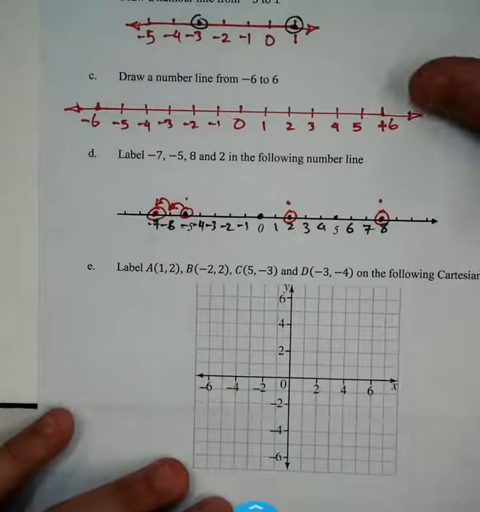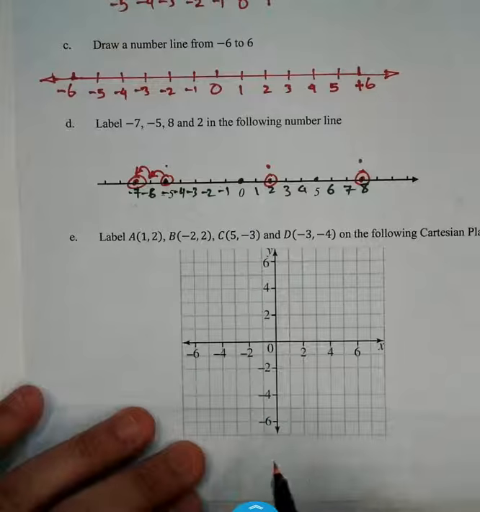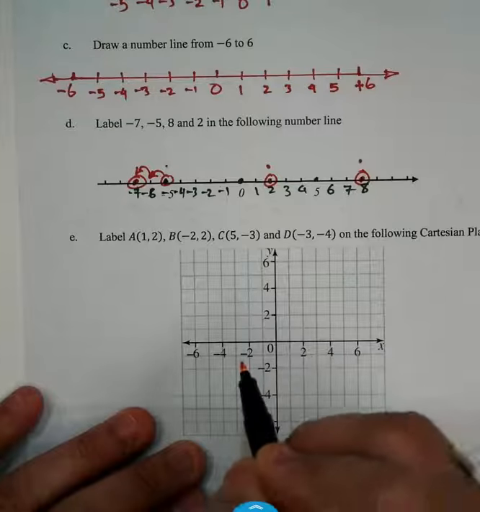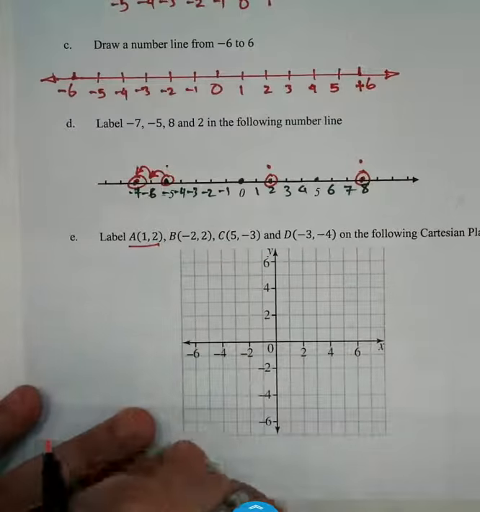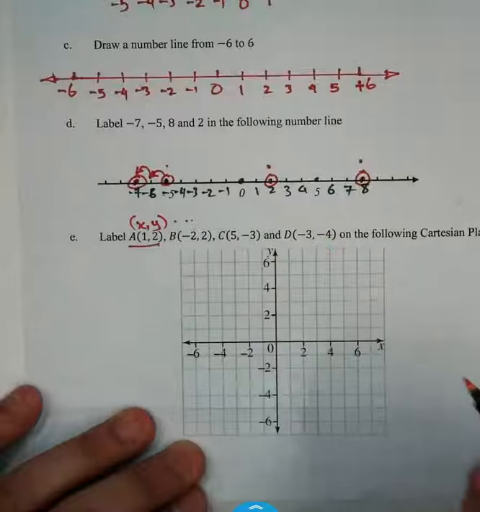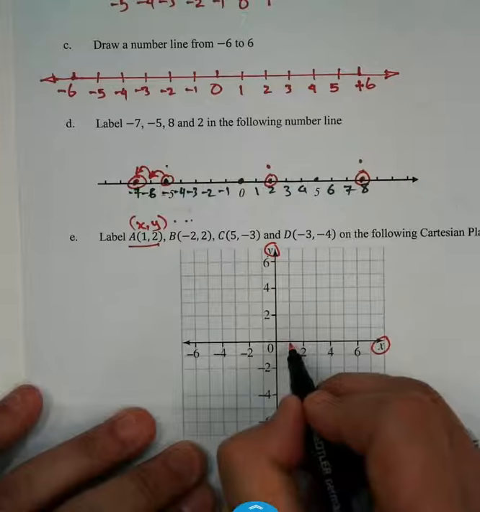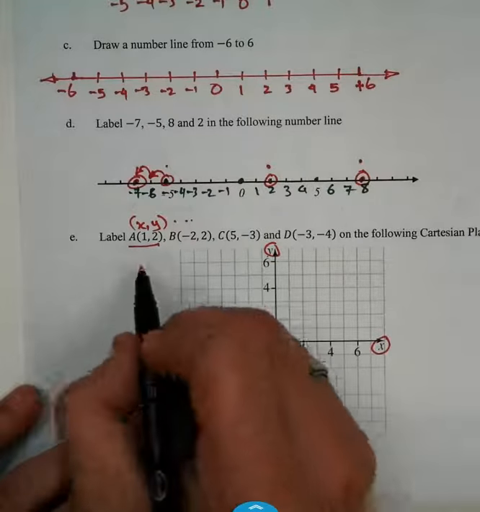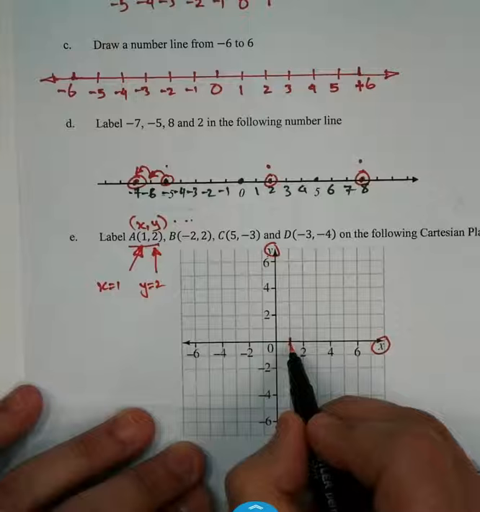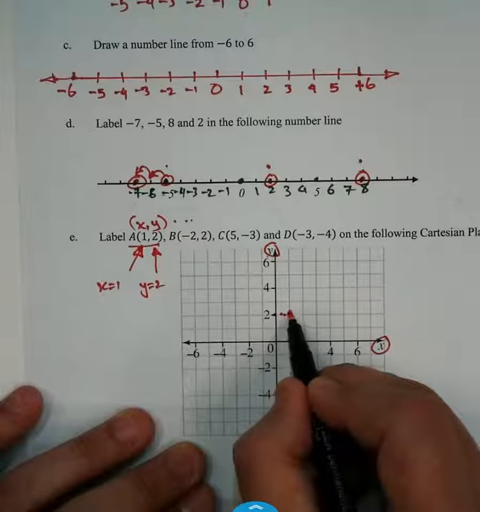Alright, now let's go to the Cartesian plane, and we're asked to label these 4 letters on the Cartesian plane. Remember, now we have 2 numbers we use to locate the actual point. So remember the Cartesian plane, x is the first number and y is the second number, and similar with B, C and D. So x is here, y is here. So for A we have x equals 1, and y equals 2. So we look at where they cross. So x is 1, y is 2, and where they cross is where A is.